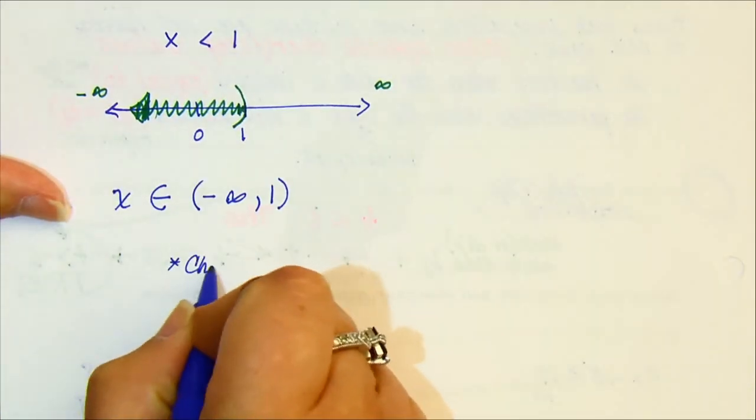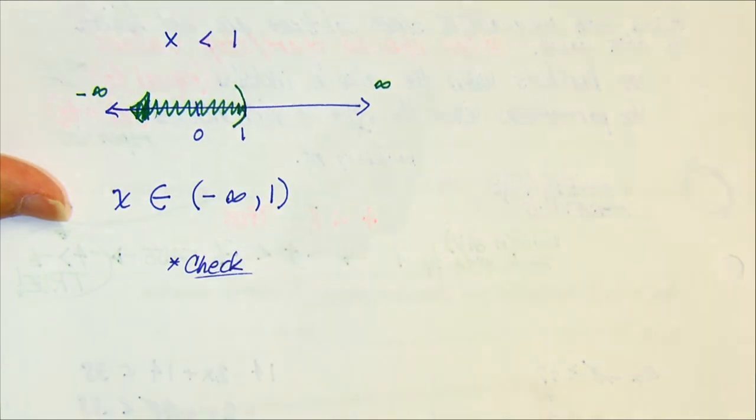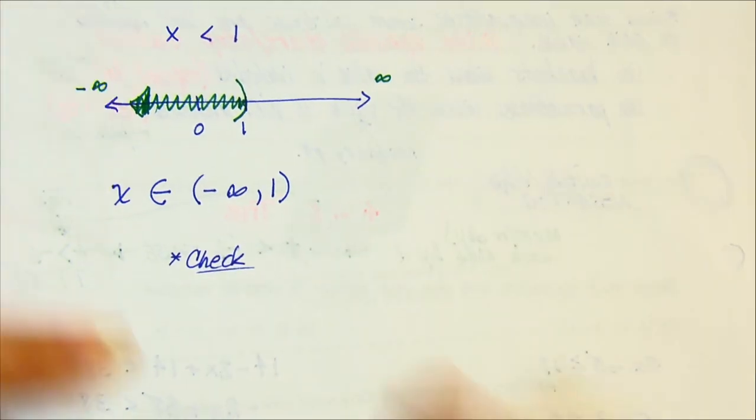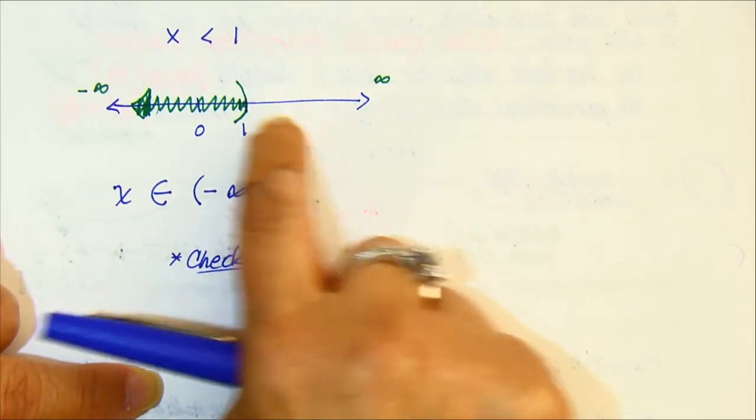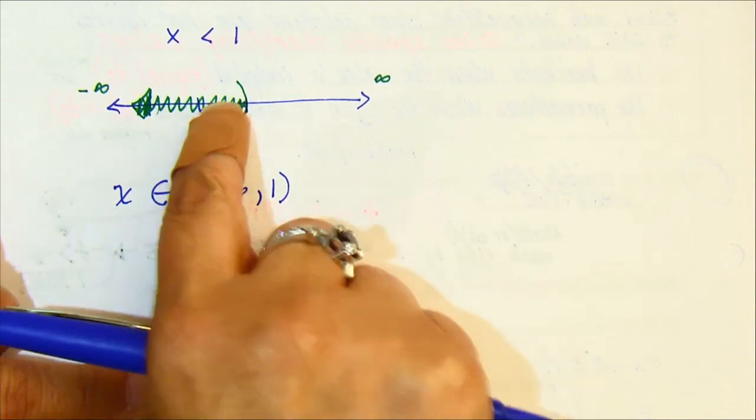So again, check by choosing a value on that interval. I can't pick a 2 to check because 2's not in the solution set. Got to make sure you're picking something in the shaded part.